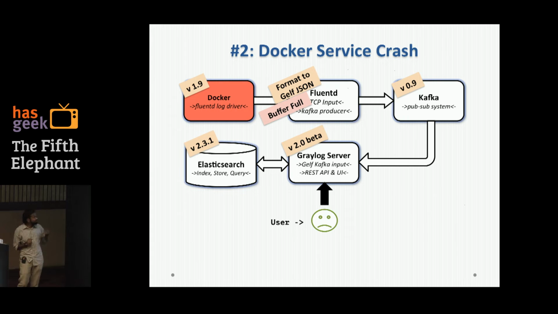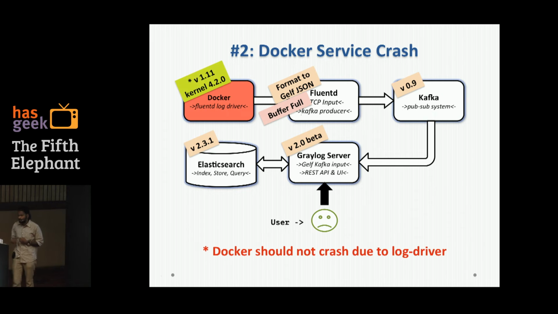Docker is powering most of our microservices. There are tons of microservices. And all the applications are logging to standard out, which can be captured by a Docker logging driver. We are using a Fluentd log driver instead of the default one, which writes into file. This in turn is sending the traffic to Fluentd on a TCP port.